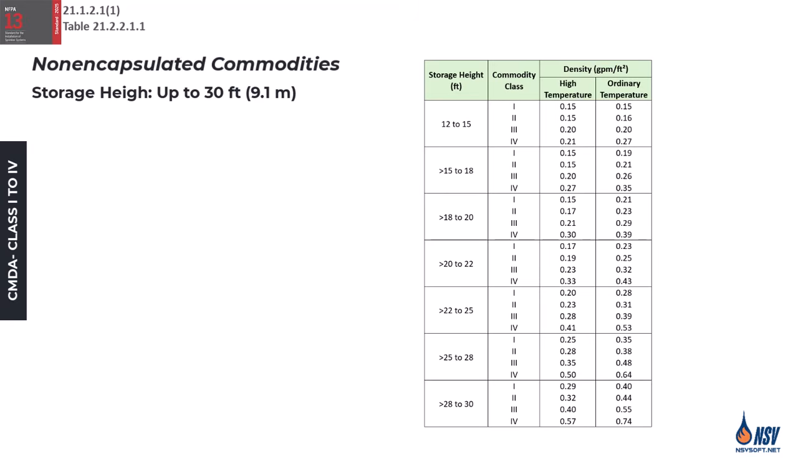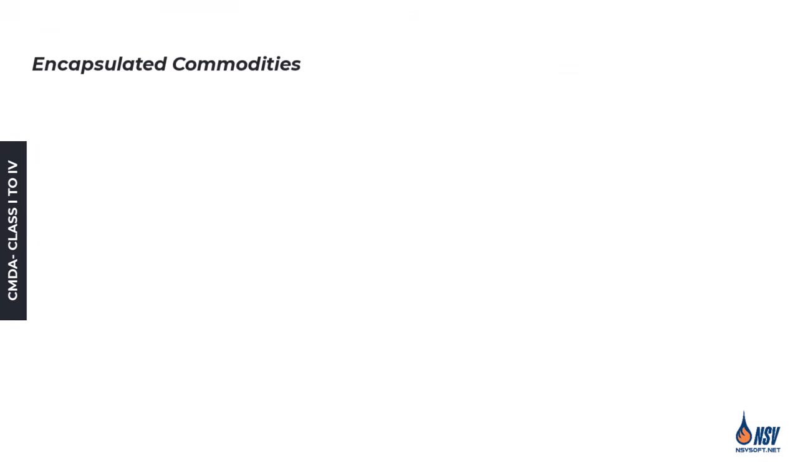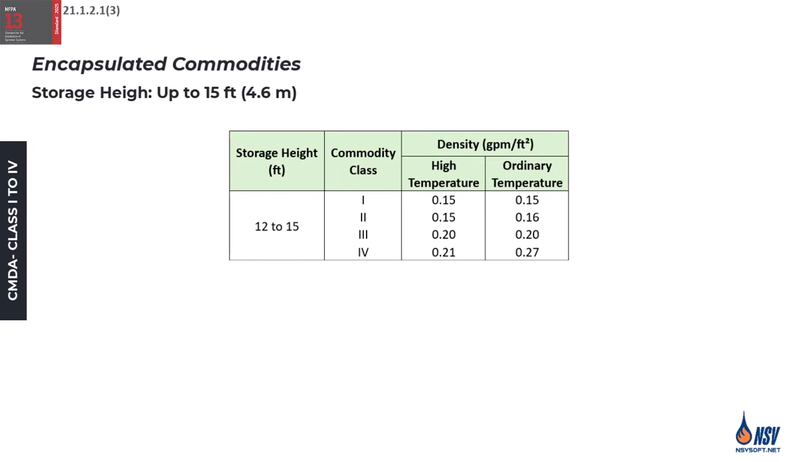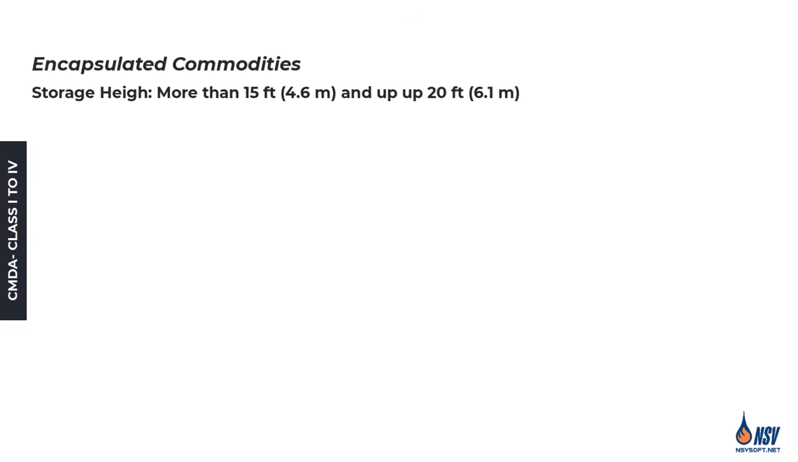This table outlines the required densities for both high and ordinary temperature sprinklers based on our storage height and commodity class. However, when dealing with encapsulated commodities, our height limits and rules become much stricter. If the encapsulated storage is 15 feet or less, we can still use that same table. But when our storage exceeds 15 feet up to a strict maximum of 20 feet, we fall under special criteria.